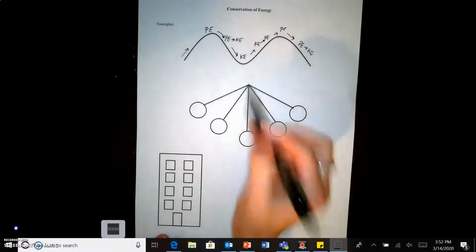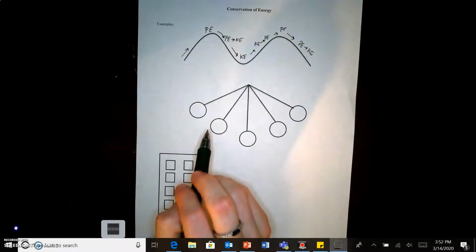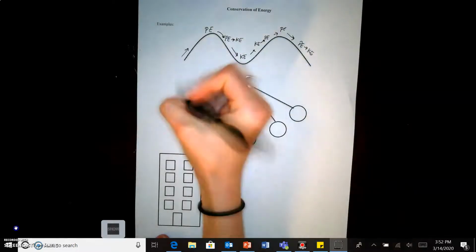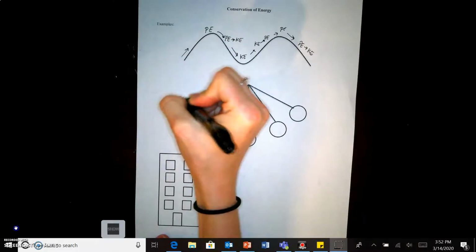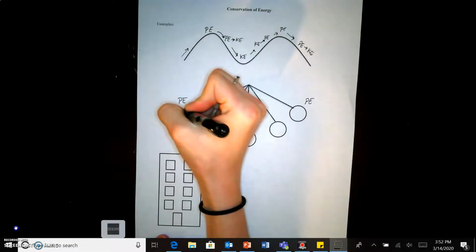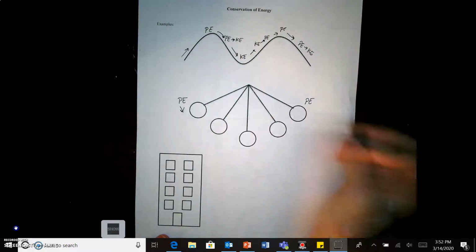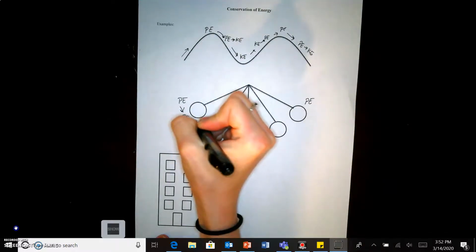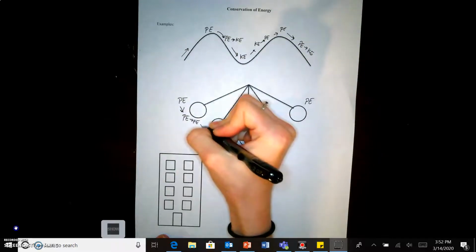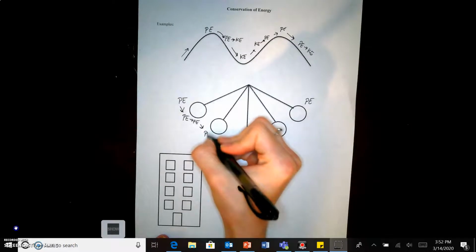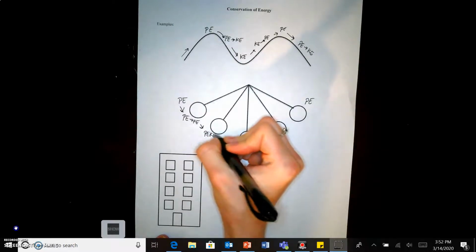Now we have this picture. Think of a ball on a string swinging back and forth when we're looking at this picture. At the very top of the swing, we're going to have all potential energy. And then let's move down here. So this ball's swinging down. We have potential energy turning into kinetic energy. As it's swinging back down again, we have, again, potential energy turning into kinetic energy.